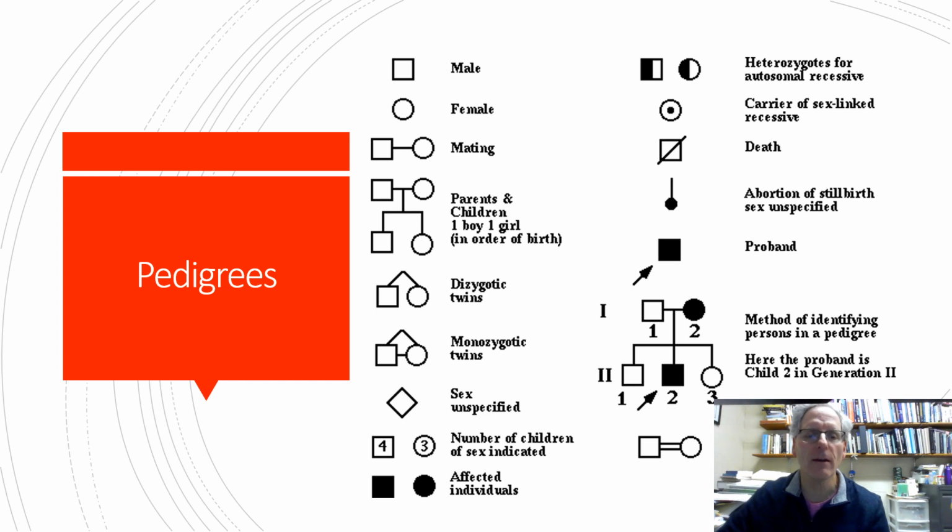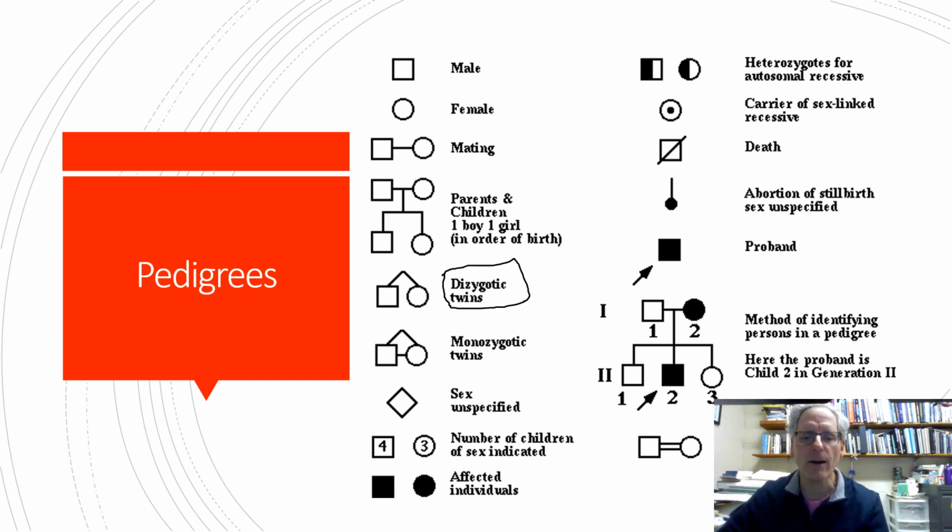If you have diagonal lines like this, that means you have twins, and they're dizygotic twins. If you have this sort of arrangement, that means you have monozygotic twins. So these are identical twins. These are fraternal twins. So my brother and I would be drawn like this. We are dizygotic twins.